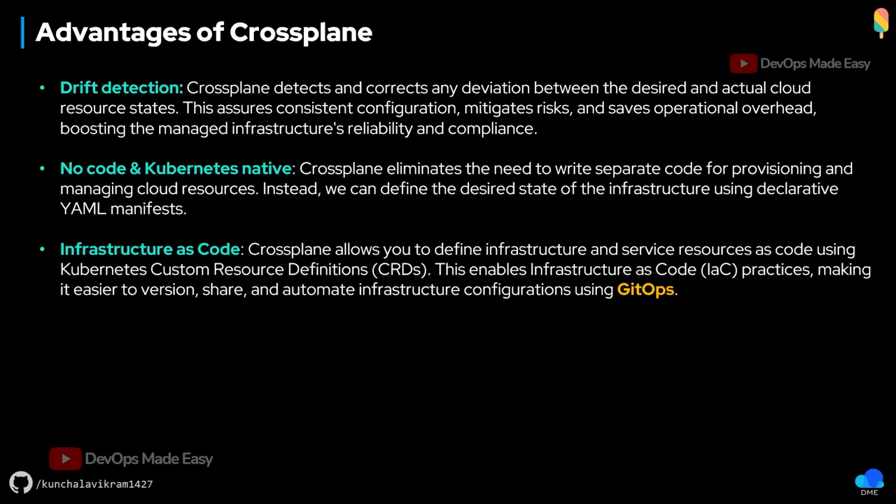No code and Kubernetes native. So here we define the infrastructure in the form of YAML files. So you don't have to learn any new language to manage the infrastructure now. If you know how to create resources like pod deployments, it is very easy to manage the cloud resources as well, right? And infrastructure as code, as we already know, we write YAML files for defining the infrastructure. These YAML files can be version controlled, and it is very easy to share as well. And you can also automate this infrastructure provisioning through GitOps.